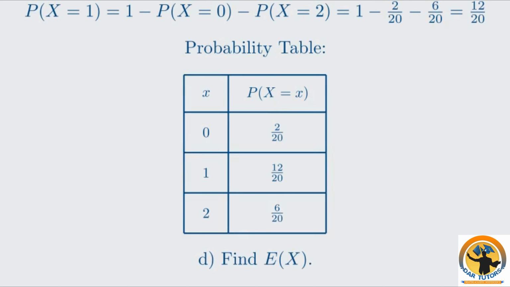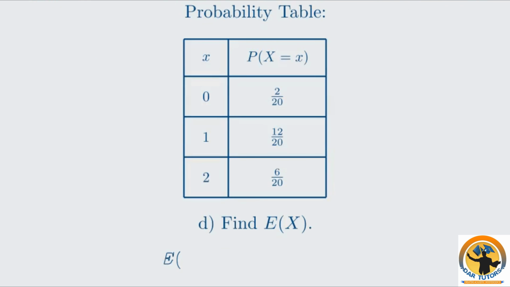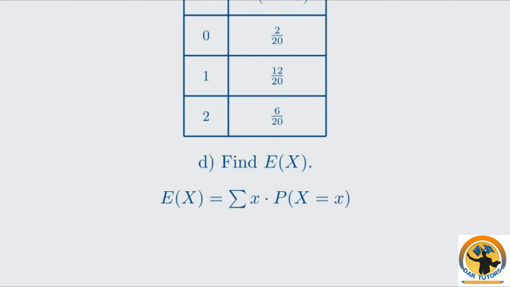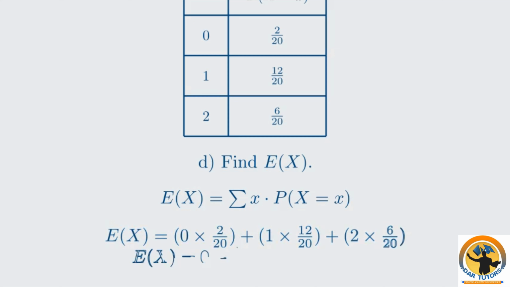Part D asks for the expected number of green balls. The formula for expected value is the sum of x times P(X = x). So we calculate this sum, which gives us 1.2. Let's work through one more comprehensive question. Review set 27A question 13.